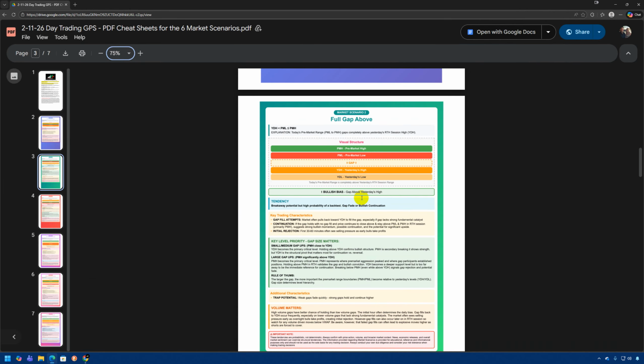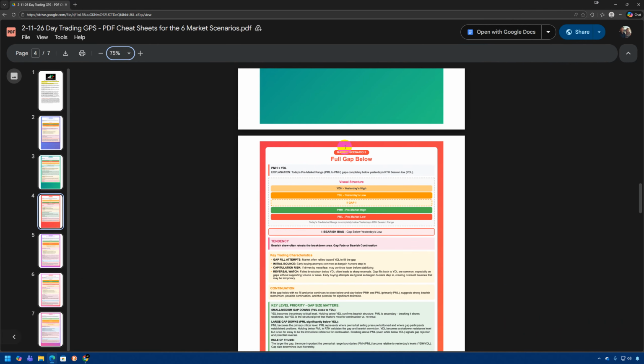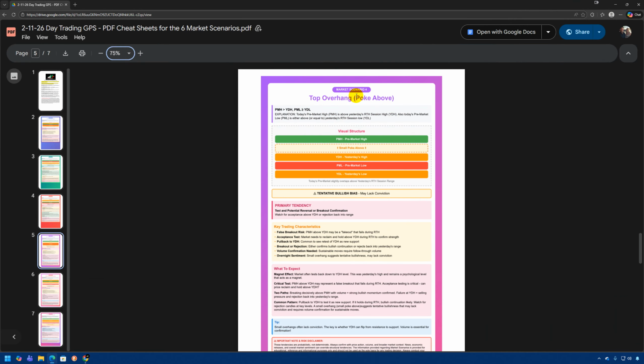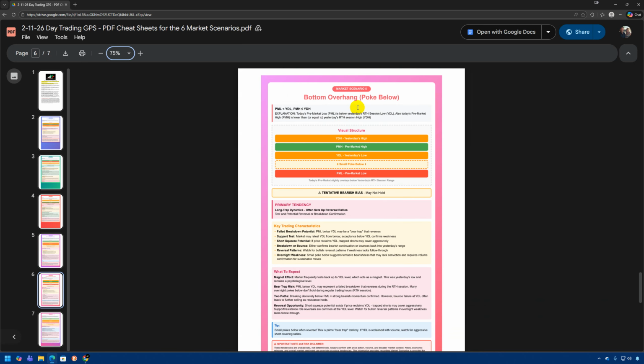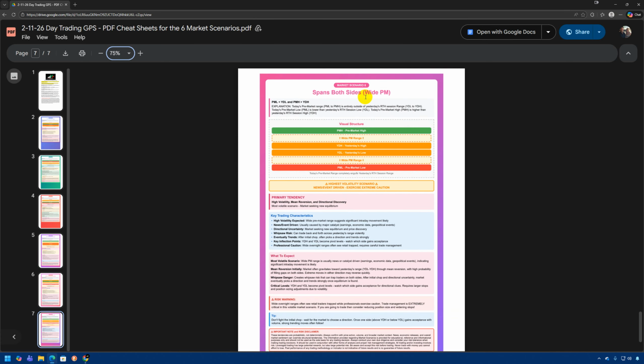All right, so we'll just run through these so you can see the overall look and feel of them. So here we have the full gap above, full gap below, top overhang poke above, bottom overhang poke below, spans both sides wide pre-market.